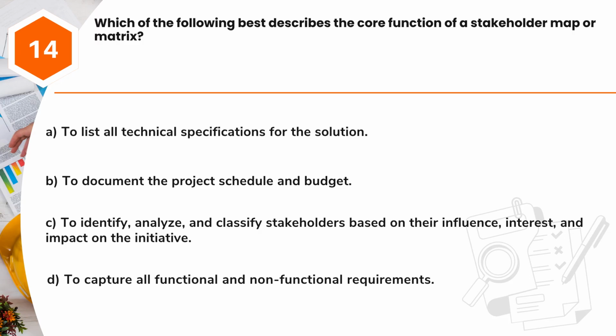Question 14. Which of the following best describes the core function of a stakeholder map or matrix? A. To list all technical specifications for the solution. B. To document the project schedule and budget. C. To identify, analyze, and classify stakeholders based on their influence, interest, and impact on the initiative. D. To capture all functional and non-functional requirements.